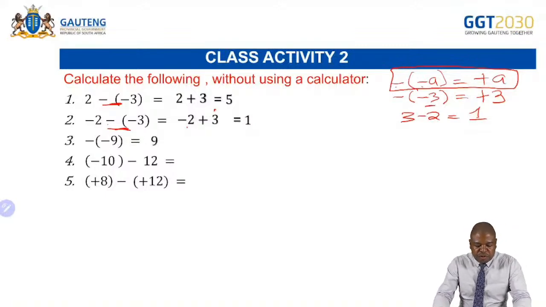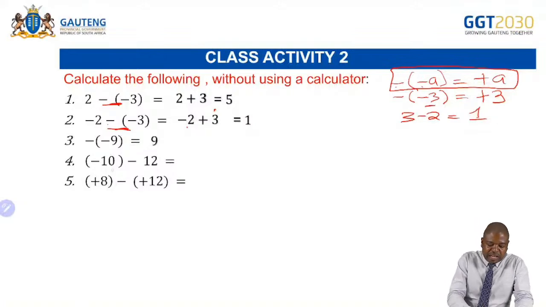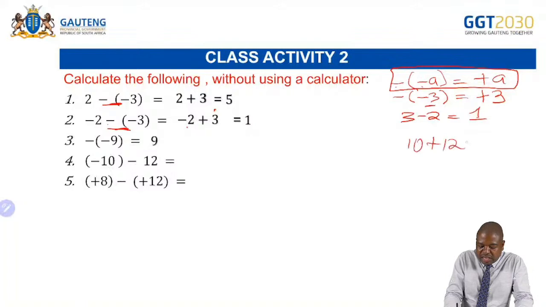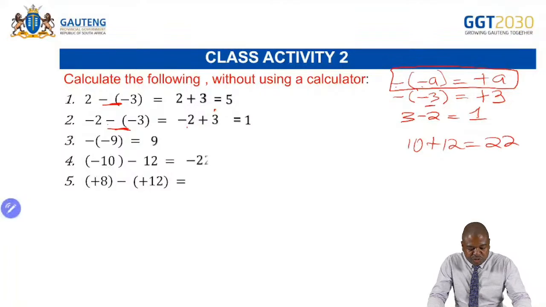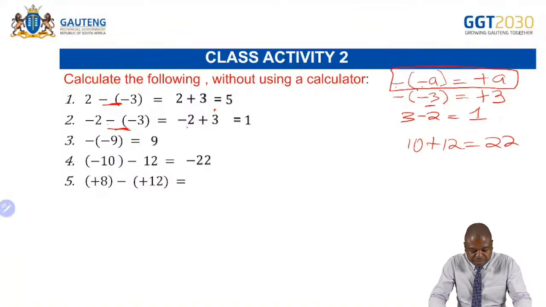And then we move on to question 4. -10 minus 12. Right, these are 2 negative numbers. It's the same as adding the 2 negative numbers. So we ignore the negative sign and add the numbers. But we know that our answer should be negative. So our answer is going to be -22.